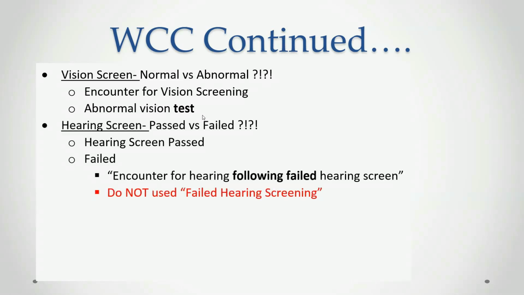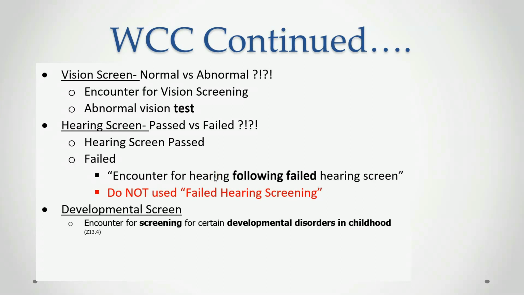If you're doing a hearing screen, it's passed versus failed. For example, hearing screen passed. There will be a code that says failed hearing screen. That's actually the incorrect Z code. The terminology you want to look for when you have a failed hearing screen is encounter for hearing examination following failed hearing screen. Although it's not following a previous exam, this is actually the correct terminology you want to look for in Cerner.